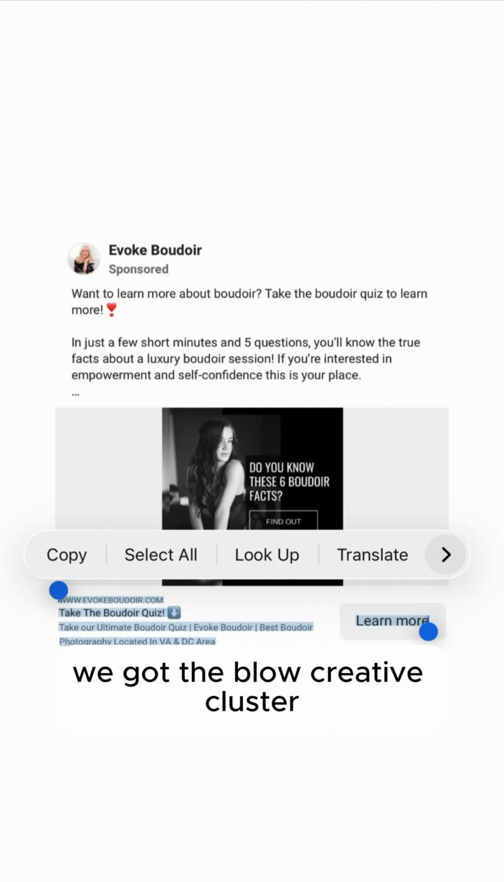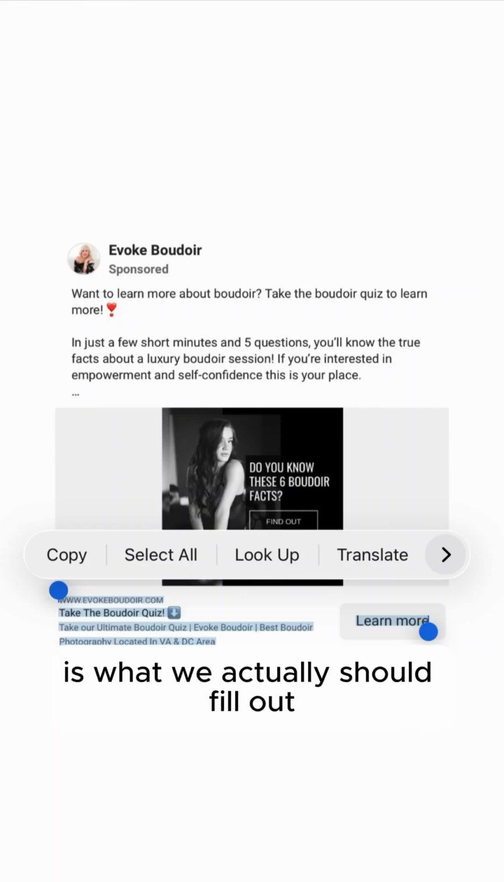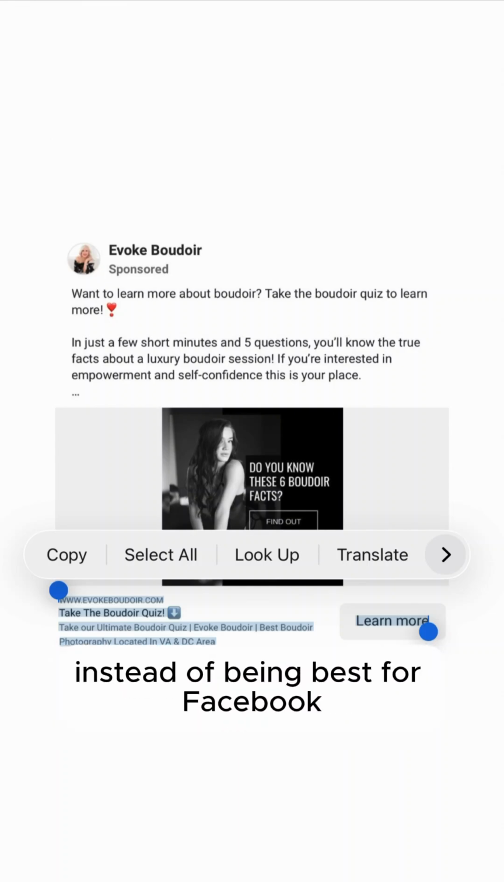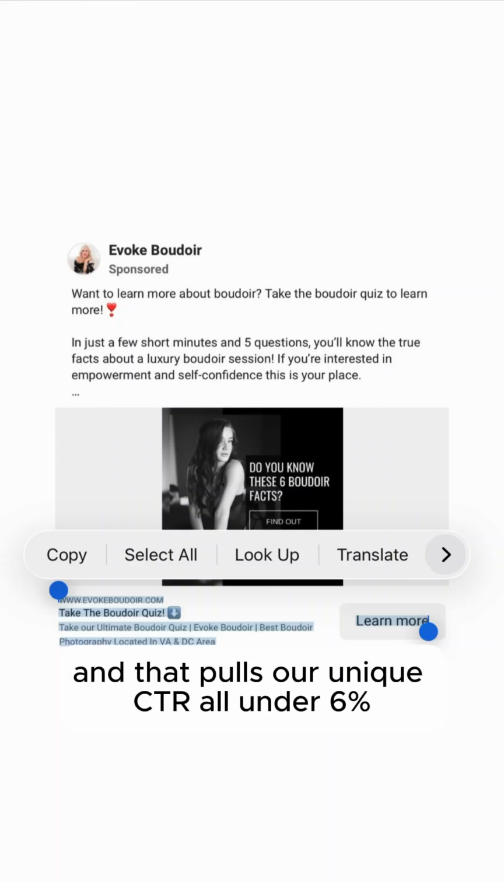So what I'm seeing here, we got the below creative cluster mistake. The false belief that causes us to make this mistake is that we believe that trusting what Facebook says we should fill out for our ads is what we actually should fill out, and it's best for us instead of being best for Facebook. Consequences of this, though, way more women scrolling by our Boudoir Facebook ads than necessary. And that pulls our unique CTRL under 6%.